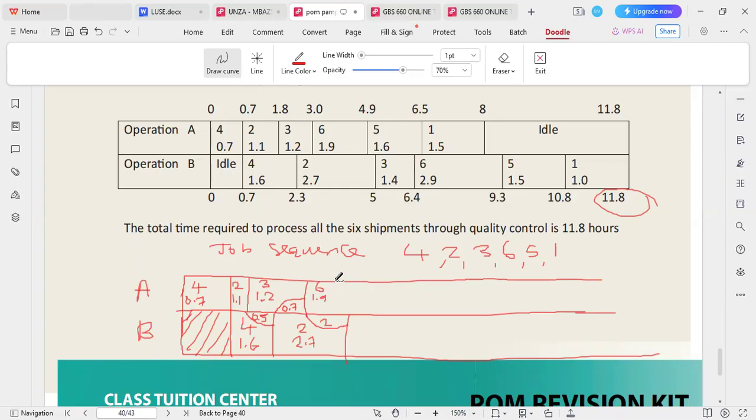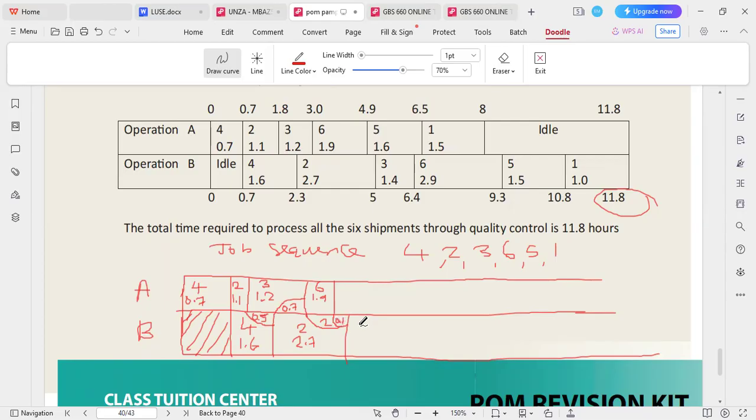Okay, so meaning that this one will be taking 0.1 hours longer. So it's a 0.1 here, 0.1 hours on this end, so that 0.1 is between the completion time of these two jobs.